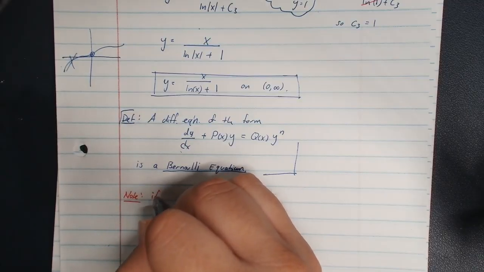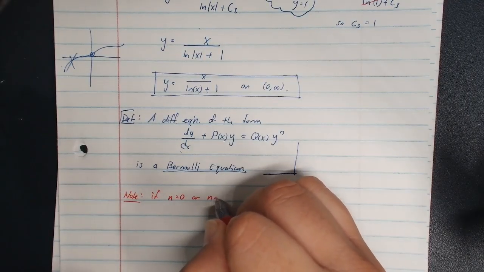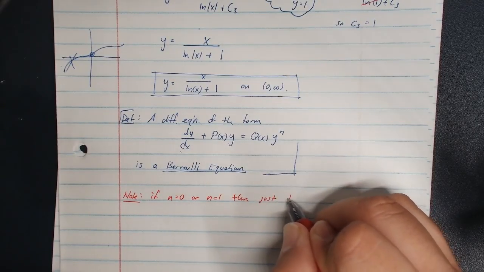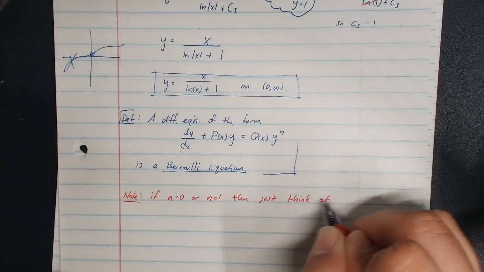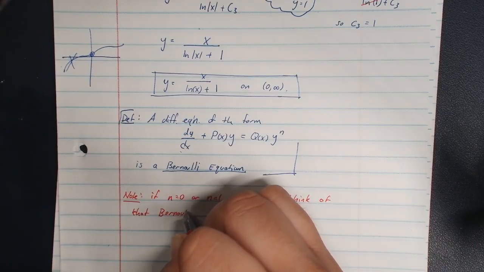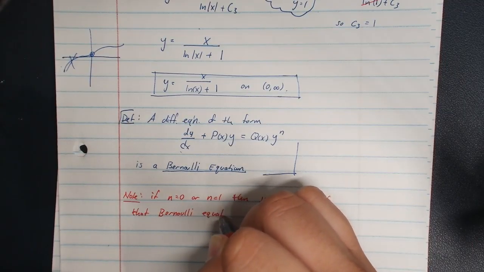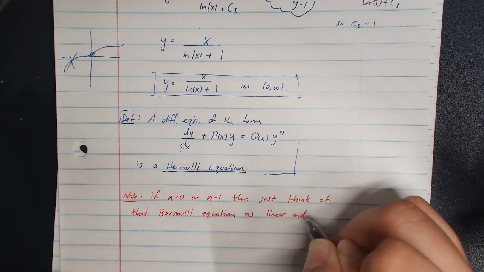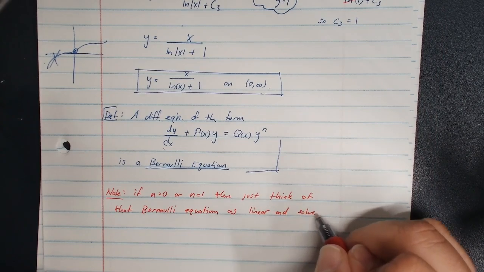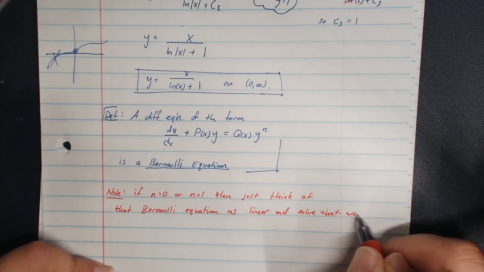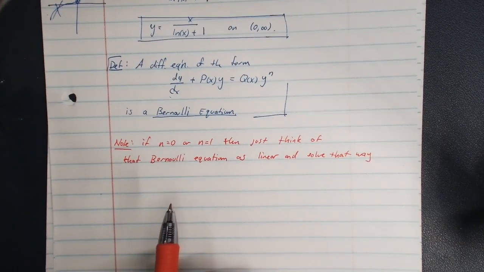Note, if n equals 0 or n equals 1, then just think of that Bernoulli equation as being linear and solve that way. Don't even bother with this technique that we're about to talk about. Is it wrong to use this technique for something that's linear? No, not at all. It's just more work than is necessary.